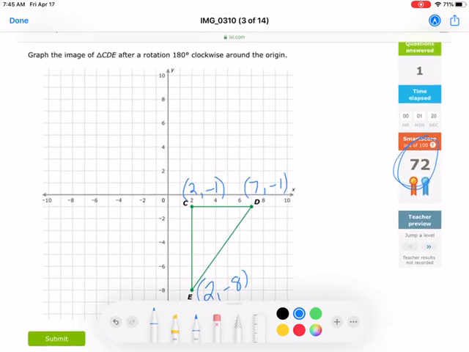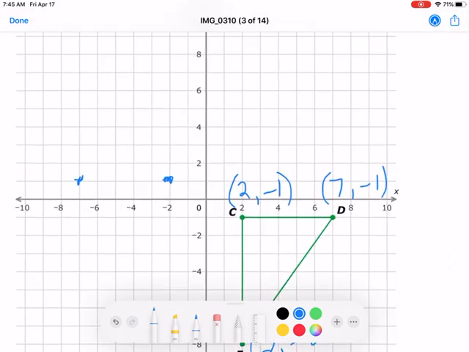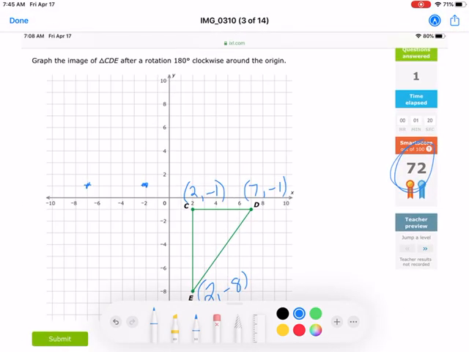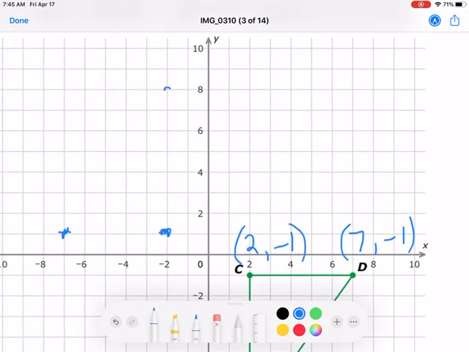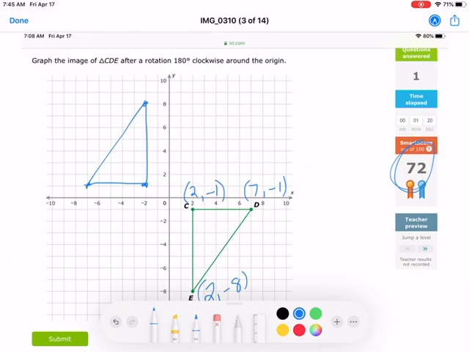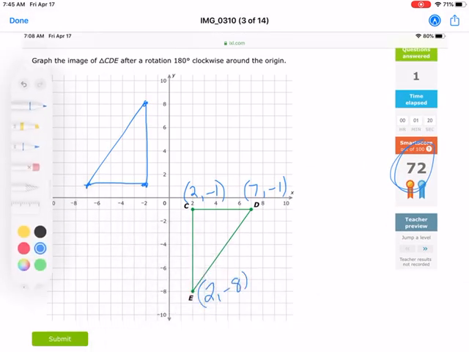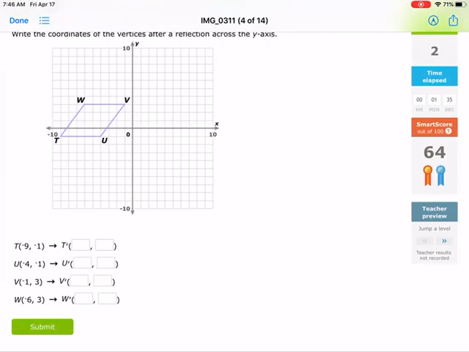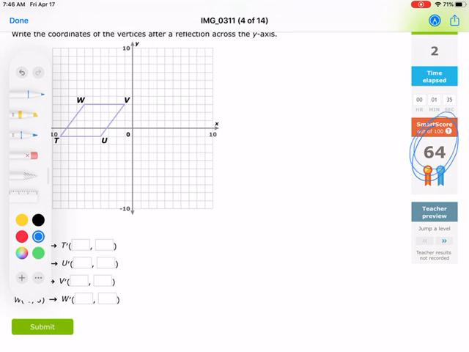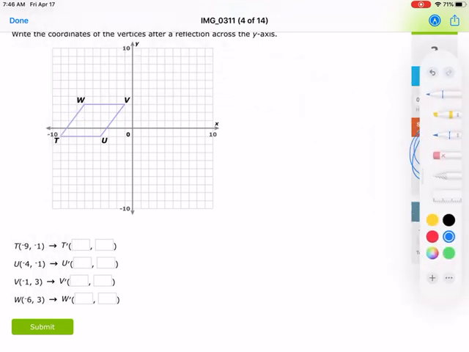So negative 2, positive 1 will be right there. Negative 7, positive 1 will be right there. And, that's a gross dot. Jeez. And then negative 2, positive 8. Negative 2 up to 8. There it is. So there you go. 180 degrees, you're just changing the signs of the coordinates. And that was not bad. I like going backwards. Again, we went backwards. Smart score of 64 now. Oh boy, we're regressing a lot. All right, let's see what this one says.